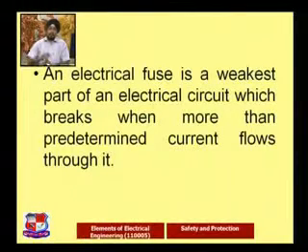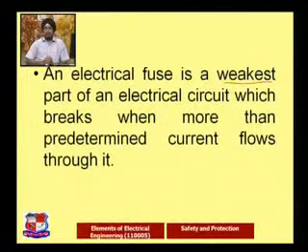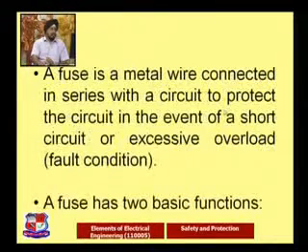But what is the fuse? The fuse of an electrical circuit is the weakest part. Now don't be confused over here, because if it were the strongest part of the circuit, the circuit would never break, never go into the open condition, and the fault would still exist. That's why it is the weakest part of the circuit, which breaks when more than a predetermined current flows through it. It means that if current reaches over the limit, the fuse is going to open that circuit. How it does that, we will look at.